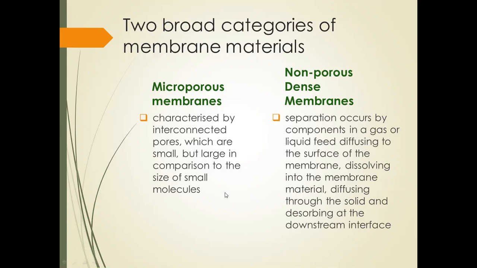Then, after diffusing to the surface of the membrane, it gets dissolved into the membrane material. Then, after getting dissolved in the membrane material, it will diffuse through the solid and then desorb at the downstream interface. So there are four things that are happening for non-porous dense membrane. Your feed will be diffusing to the surface of the membrane, then it will dissolve in the membrane material, then diffuse again through the solid, that is the membrane, and desorb at the downstream interface. So diffuse, dissolve, diffuse, and desorb. These are the four things that are happening for non-porous dense membranes.